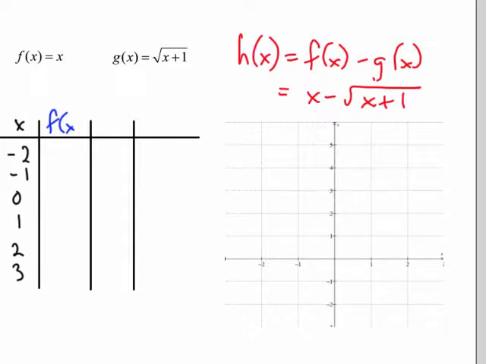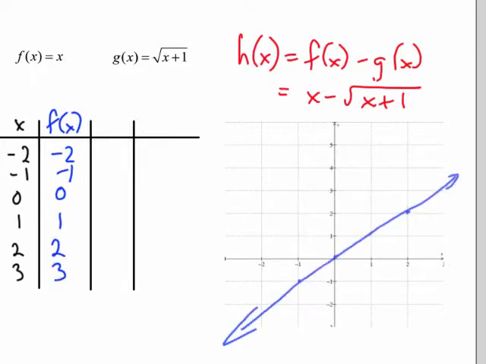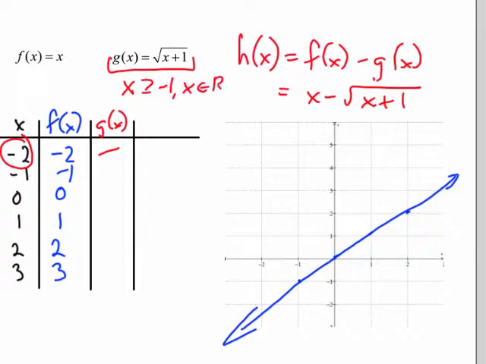f of x, g of x. Now, when we put negative 2 in, we get a negative value, so there's no value there. In other words, the function is only defined, we know, from x greater than or equal to negative 1. This original function was defined for all reals.